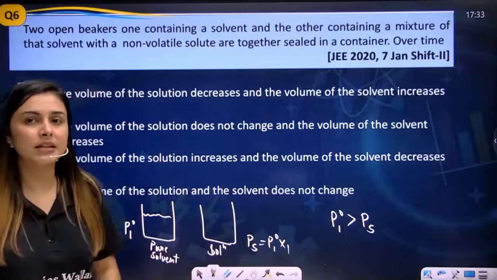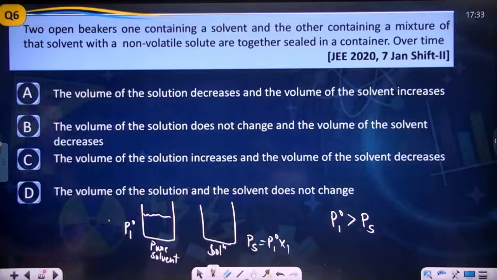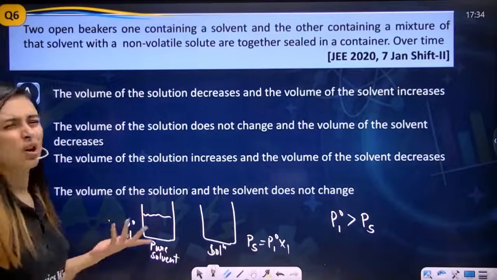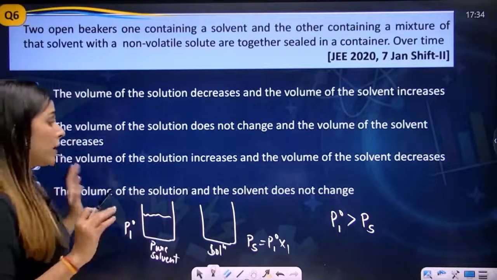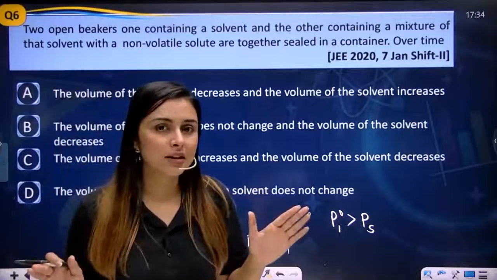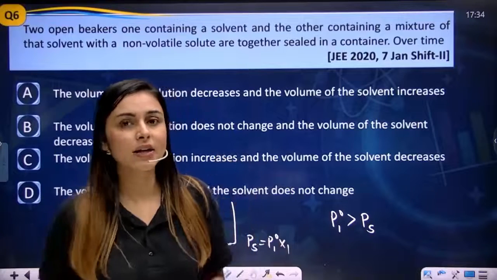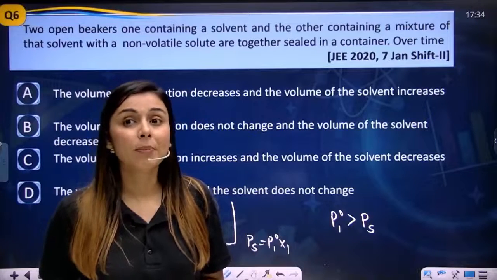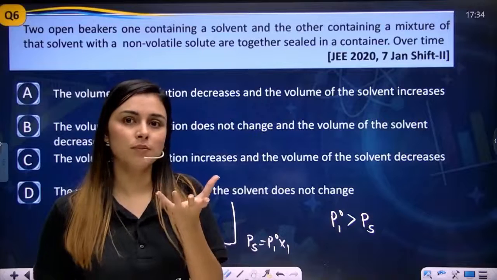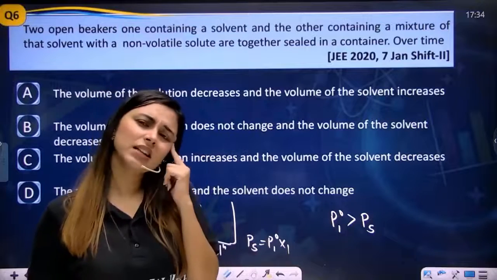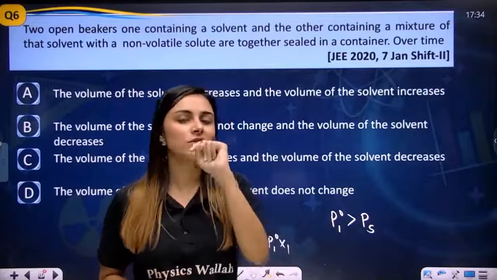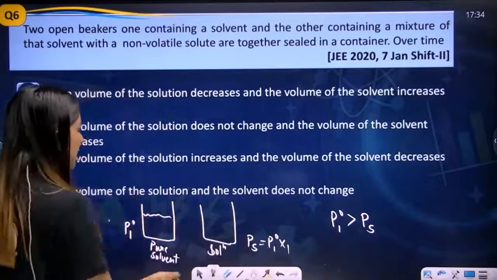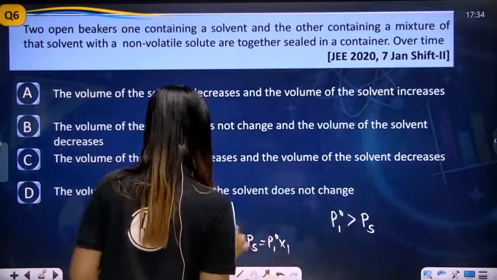Now let's read the statements. The statement says that the volume of the solution decreases and the volume of the solvent increases. Okay, I didn't get it. They are not asking us about the vapor pressures. They are actually talking to us about the volume. But we haven't studied anything about volume. How can we answer this question? We can answer this question very easily. You just have to understand this concept.